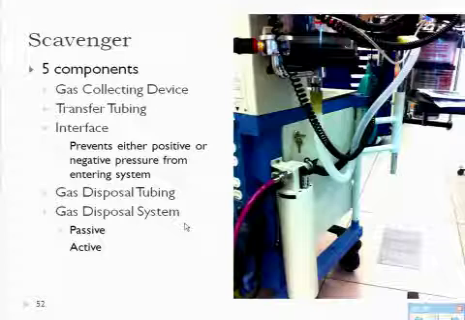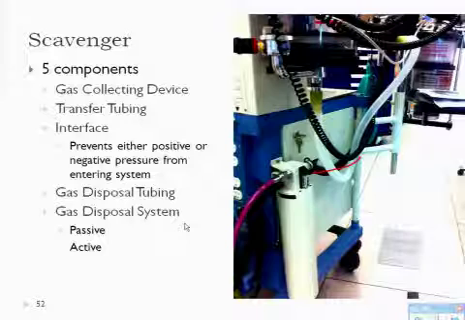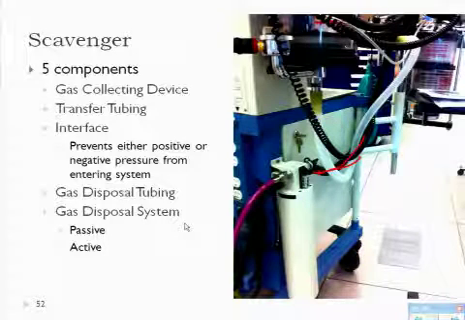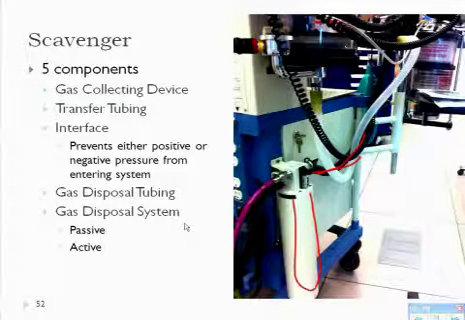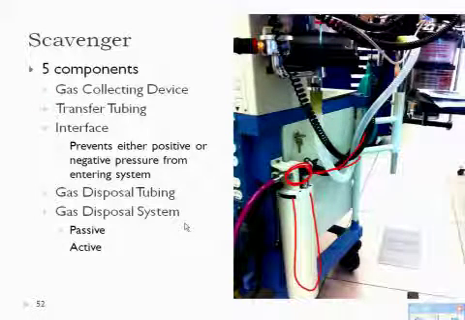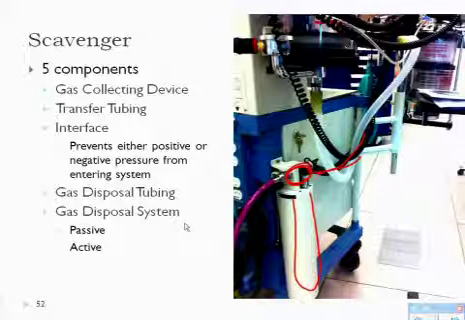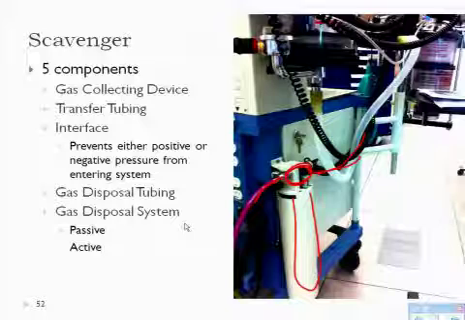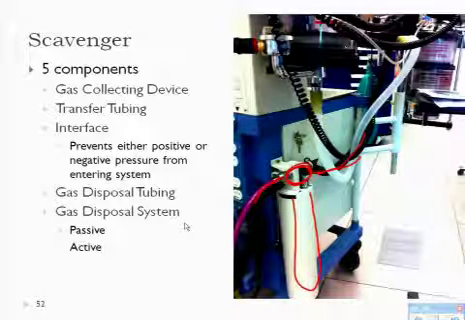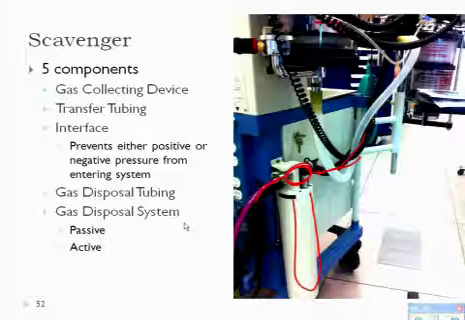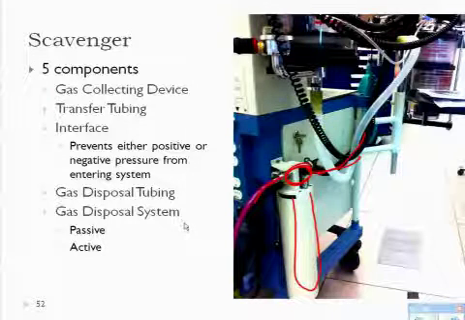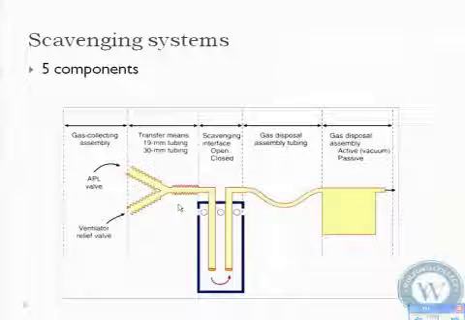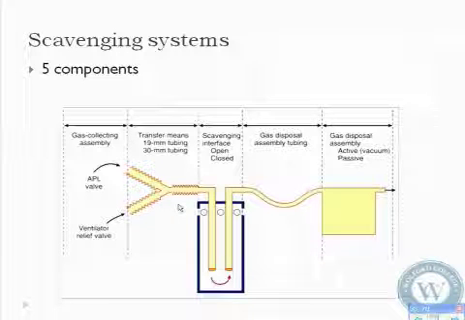There are 5 components. Your collecting device, which is your black hose here. Or sorry, this is your transfer tubing. This is your collecting device. Your interface is right here. Your disposal system is the house system. This is the disposal tubing. So 5 total components. And your interface is what's going to prevent pressure from entering the system and causing trauma to the patient. This just shows again the 5 components.